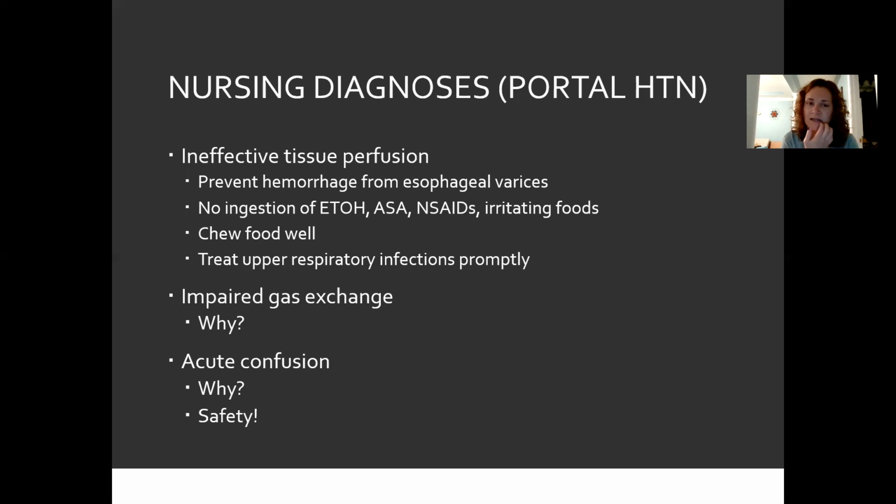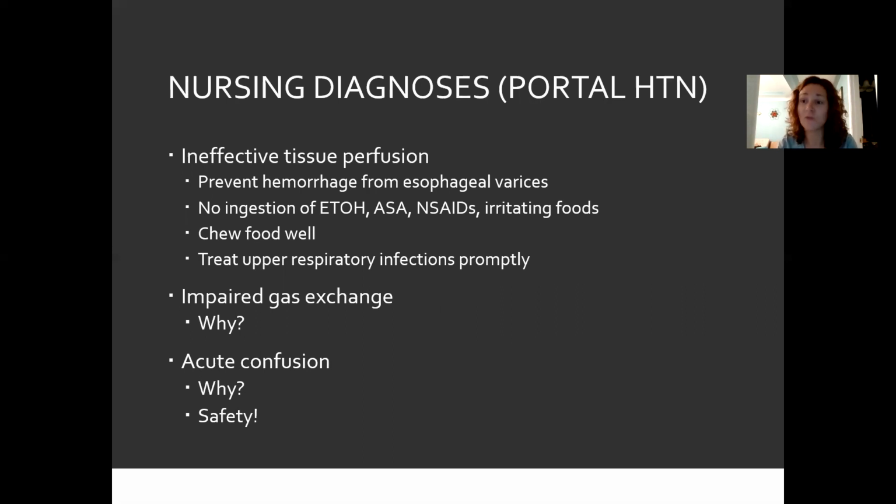Start tying them together. No ingestion of alcohol, aspirin, NSAIDs, or irritating foods. Also Tylenol. So alcohol and Tylenol will irritate the liver and not get processed correctly. Aspirin, NSAIDs, and irritating foods will worsen bleeding. So they do not need to take any of those medications if they have cirrhosis and portal hypertension.